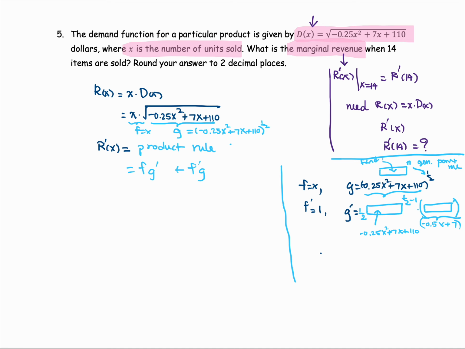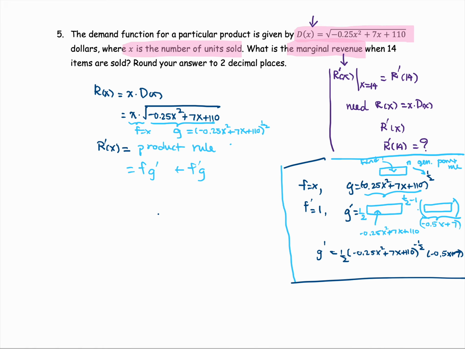Okay, this is g prime, sorry. So g prime is going to be 1/2 times the quantity negative 0.25 x squared plus 7x plus 110 all raised to the power negative 1/2, and then multiplied by the derivative of that quantity, which is negative 0.5x plus 7. It's kind of long, but we get everything we needed.